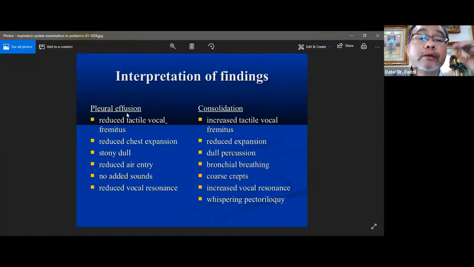Pleural effusion: reduced tactile fremitus, reduced chest expansion, stony dullness, reduced air entry, no added sounds, and reduced vocal resonance. You know this pleural effusion. Consolidation: increased tactile vocal fremitus, reduced expansion, dull percussion, bronchial breathing.